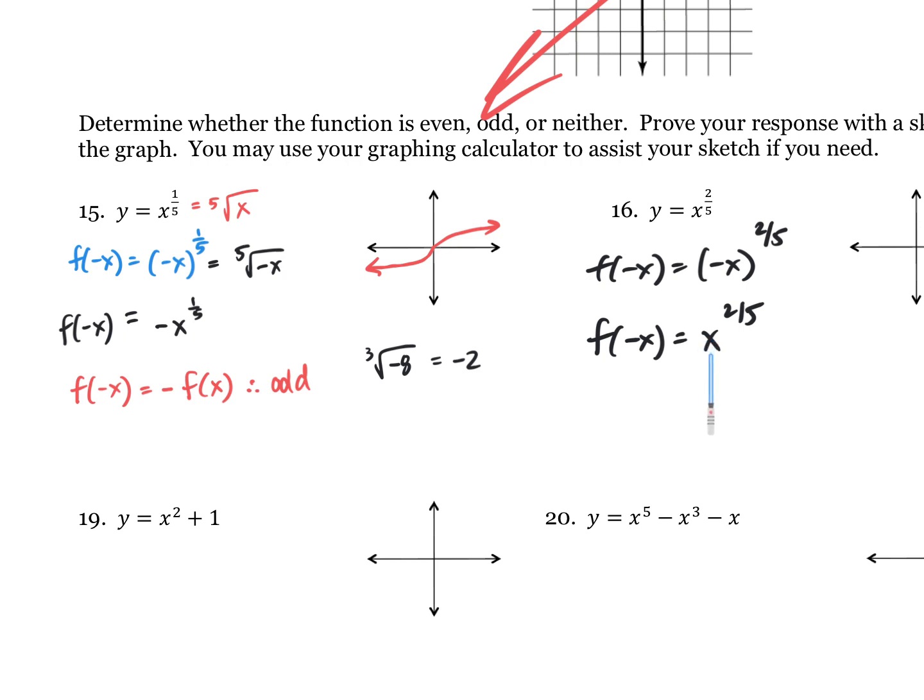Did I get what I started with? Yes. When I plugged in a negative for my x, I got what I started with, meaning f of x equals what I started with. Therefore, it's even. Let me show you what x to the 2/5 looks like.